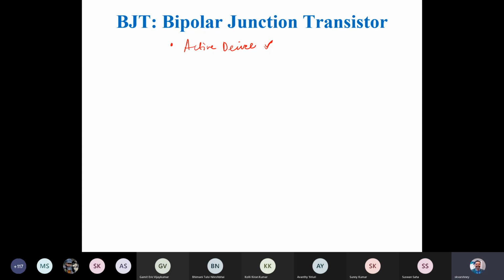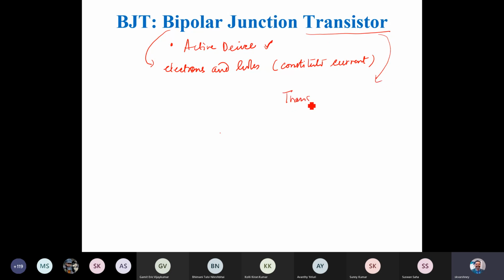It is bipolar, so both electrons and holes constitute the current. Bipolar means both charge carriers are involved, and it has 2 junctions, of course, which we'll look at further. And transistor comes from the terminology transfer of resistance.